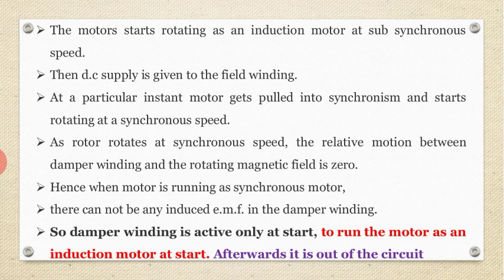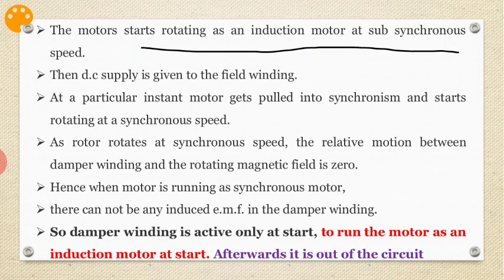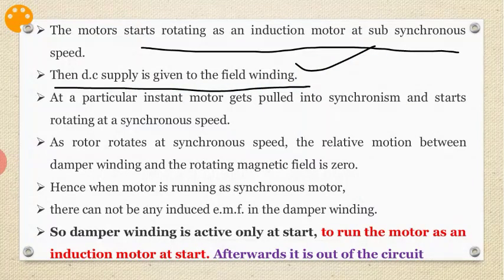So here I will explain how it will be started. The motor starts rotating as an induction motor at sub-synchronous speed. As I mentioned earlier also, the damper windings are used for starting, and it starts rotating as an induction motor at sub-synchronous speed. Then DC supply is given to the field winding. At a particular instant, the motor gets pulled into synchronism and starts rotating at synchronous speed.